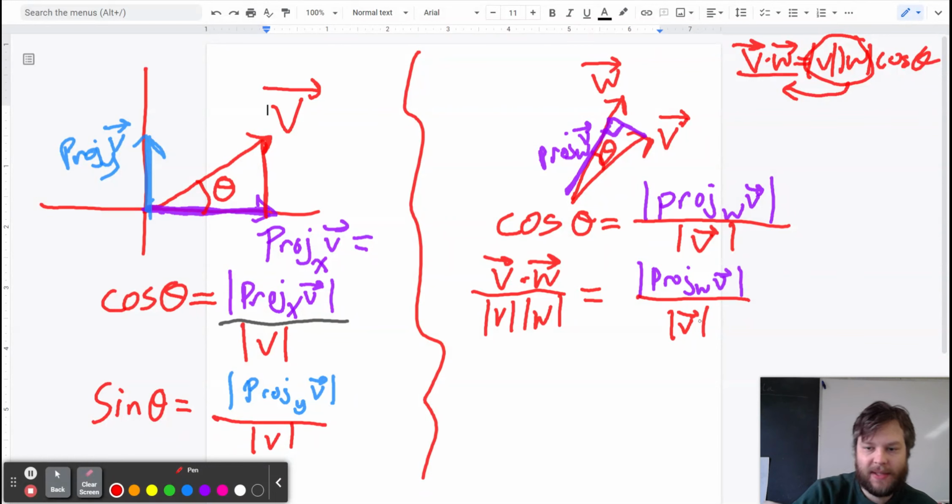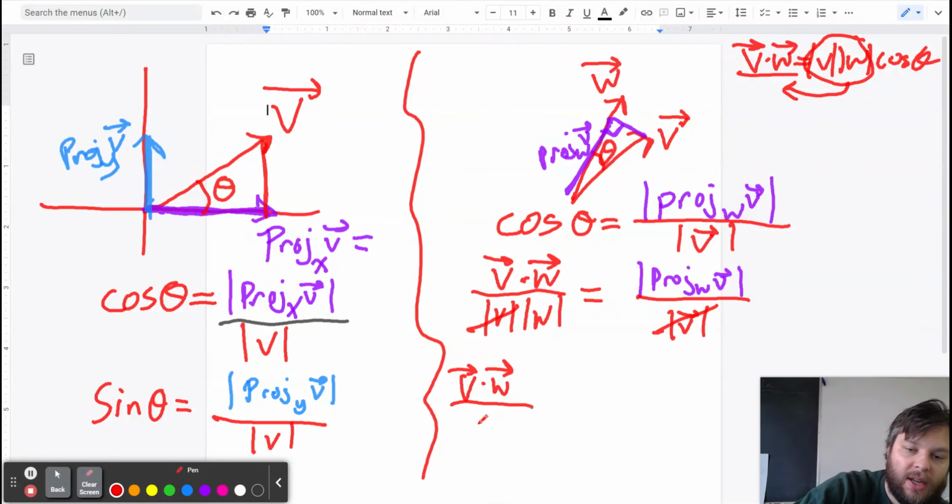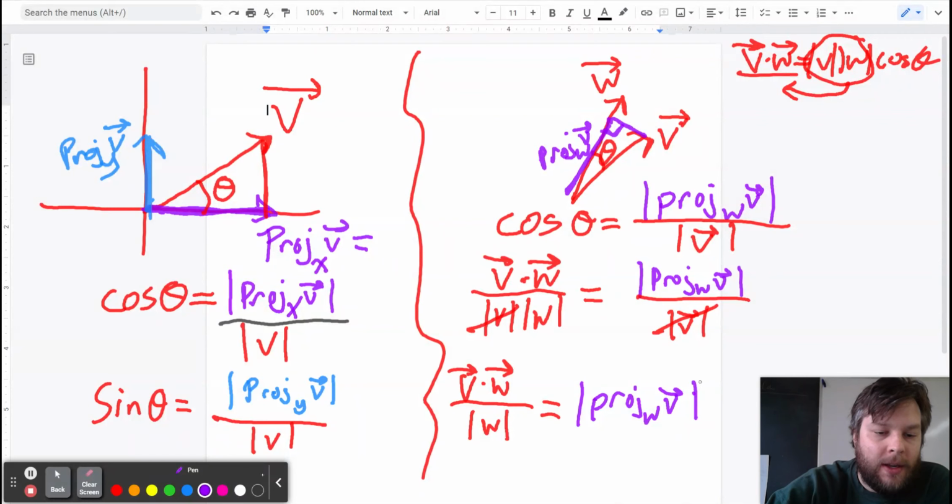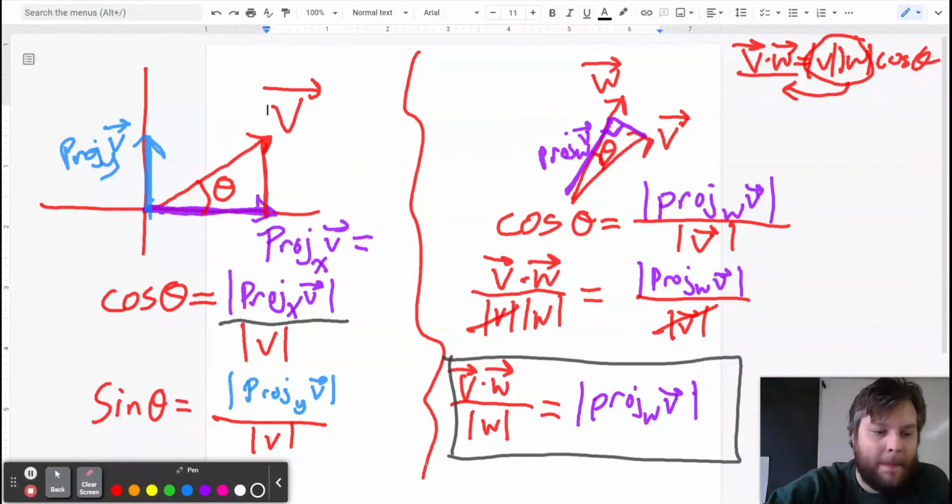And so what's really nice is that the magnitude of v can cancel out by multiplying, and you're left over with this wonderful formula here that v dot w, which is pretty simple to calculate, divided by the magnitude of w tells you the magnitude of the projection. Okay, so that's a really nice formula to use. I want to show you an example of how you might use that.